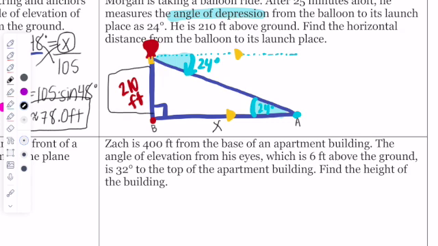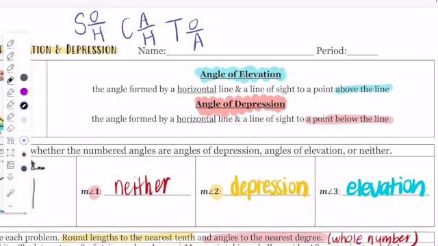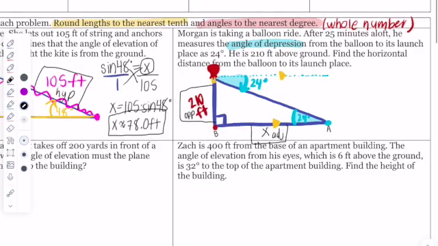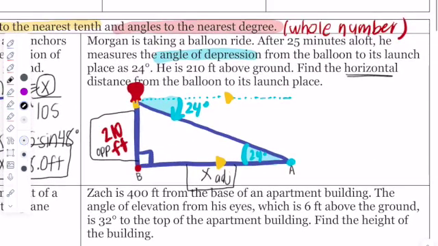Okay? So then we just need to figure out what's given. What is 210 in regards to my 24 degrees? That's going to be opposite. And then the X is going to be the adjacent. What trig function goes with opposite and adjacent? That is going to be the tangent. Okay, so that's our horizontal distance was key there. We're finding the horizontal distance from the ground.